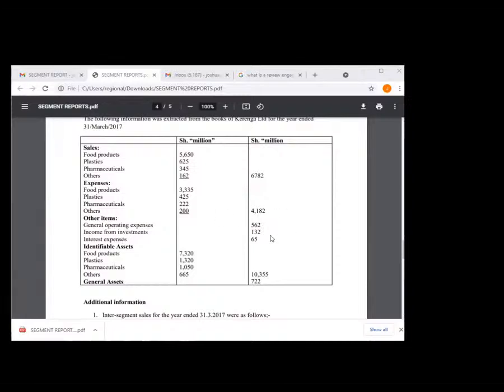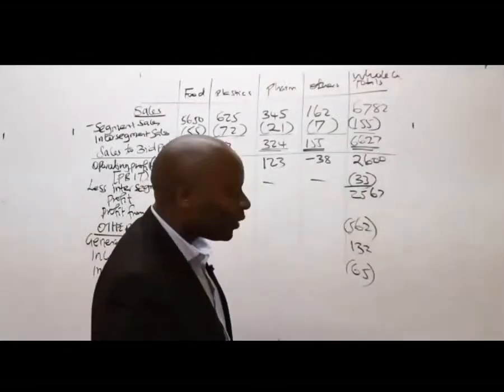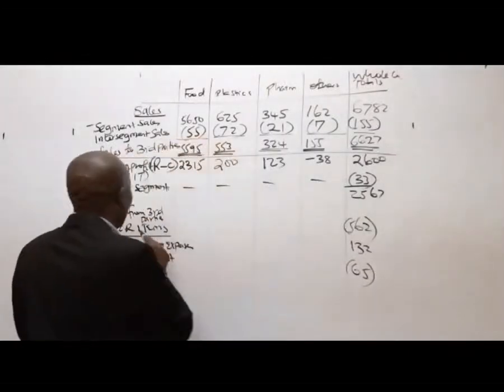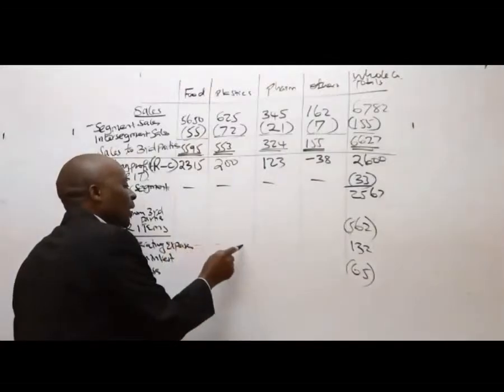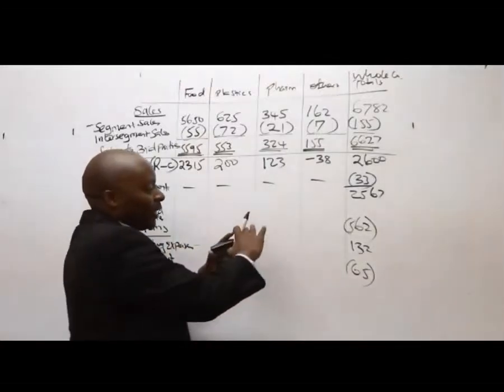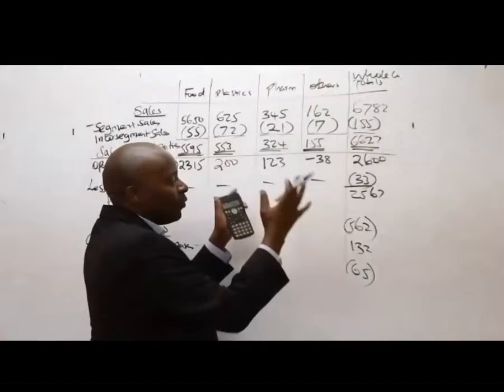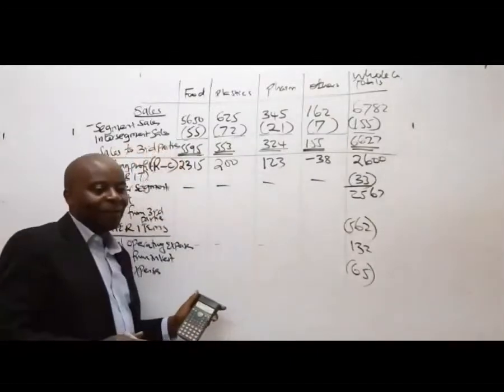132. And then we have interest expenses. So this, of course, will be positive because it's an income. Then we have interest expenses of 65. So you can see, ladies and gentlemen, that these expenses are supposed to be captured there as negatives. And you can see that all these other items, none has been allocated to the segment. So you're basically taking them to the company level.